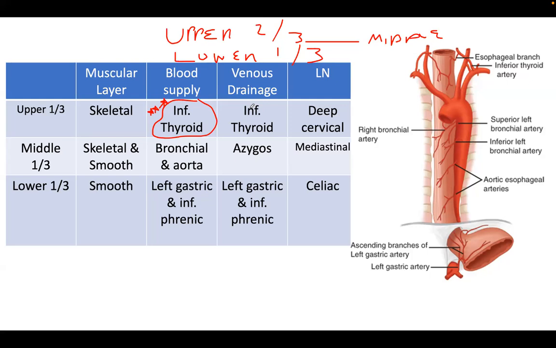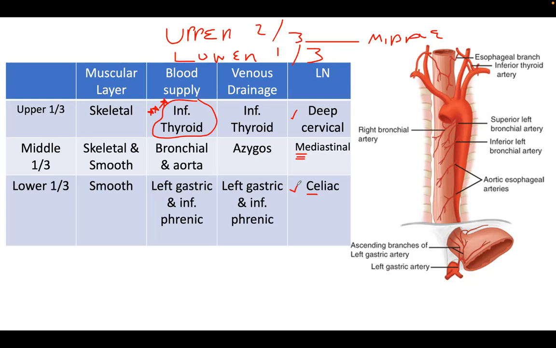Now, the venous drainage is the same, inferior thyroid. The lymphatics is very important for cancer. Deep cervical lymph nodes for the upper 1/3. Mediastinal, that's letter M for middle 1/3. Then we have the celiac lymph nodes in the lower 1/3.